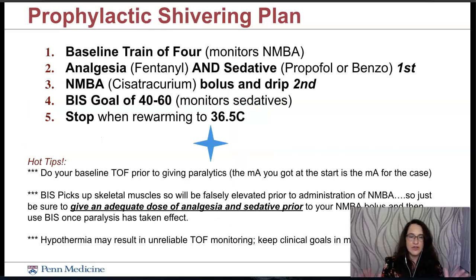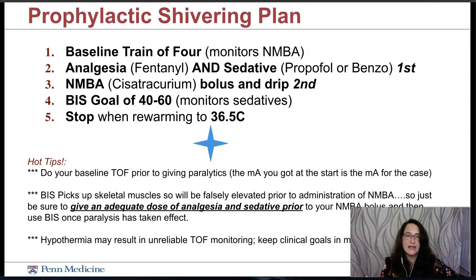Prophylactic shivering plan. Talk about this. You get a baseline train of 4. You get the train of 4 out, and then you give a little fentanyl. Maybe you give a little propofol or benzo, but you have to have both fentanyl and either propofol or Versed, something running together during paralysis. You get your cisatracurium bolus, and then you run a continuous drip.